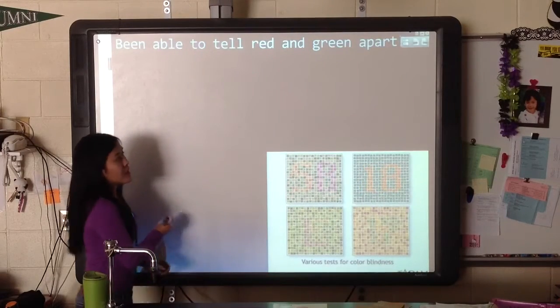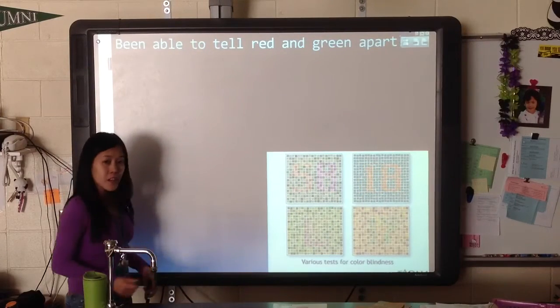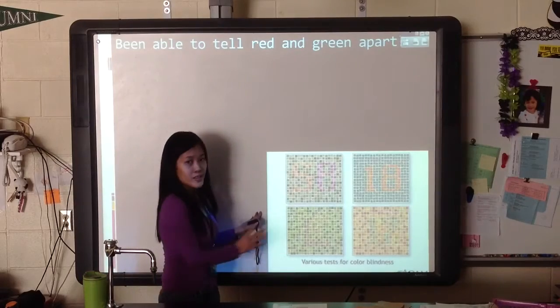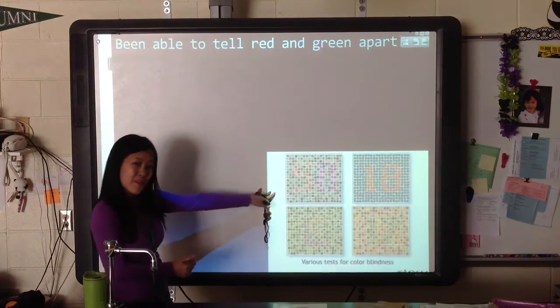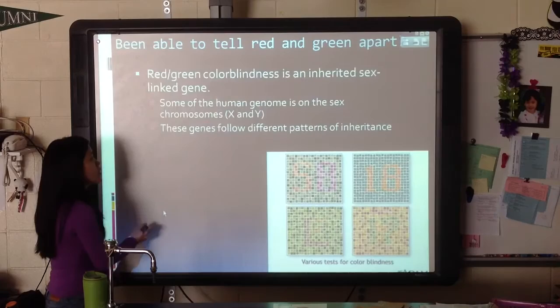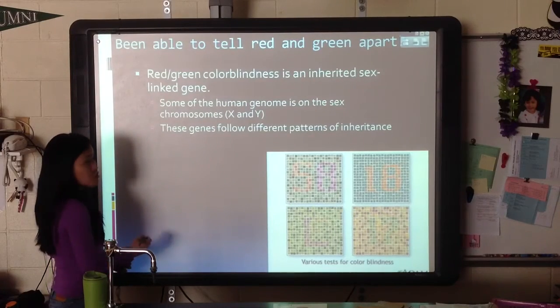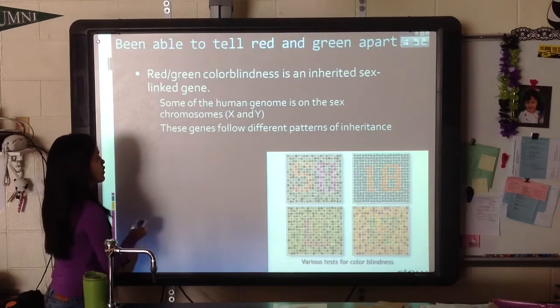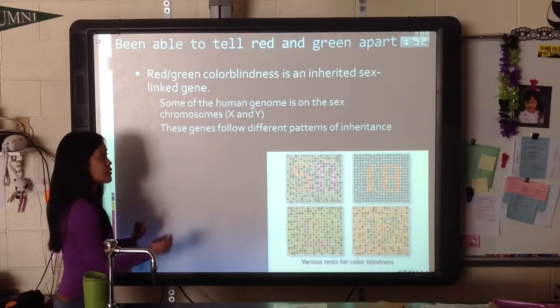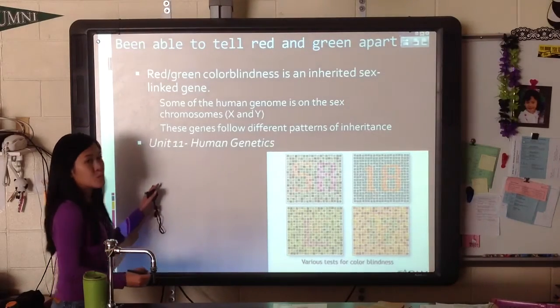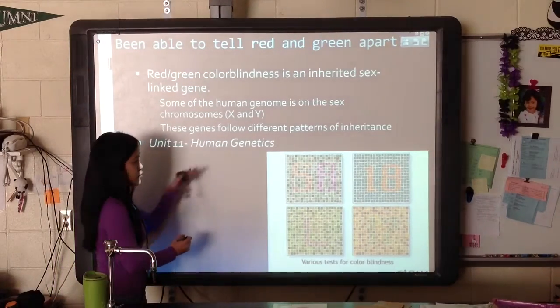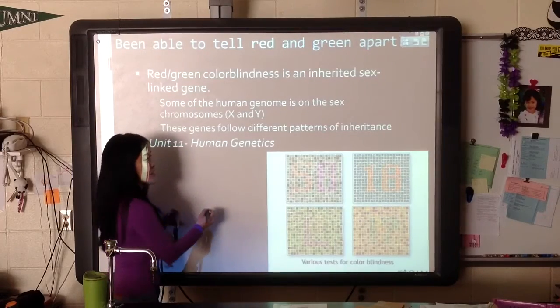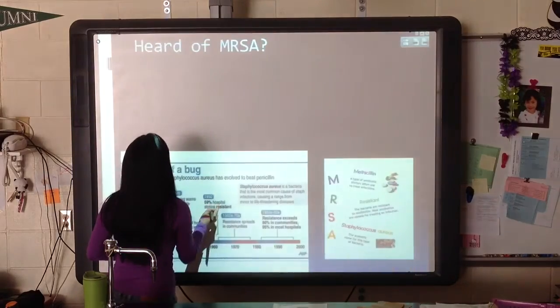Have you ever been able to tell red and green apart from each other? Can you read the numbers that are in this picture? Can you see that 58 right there? Well, if you can, that means you are not red-green colorblind. But if you are red-green colorblind, we'll talk about how this is more prevalent in males than females. And we'll talk about more human genetics and diseases that go along with that.